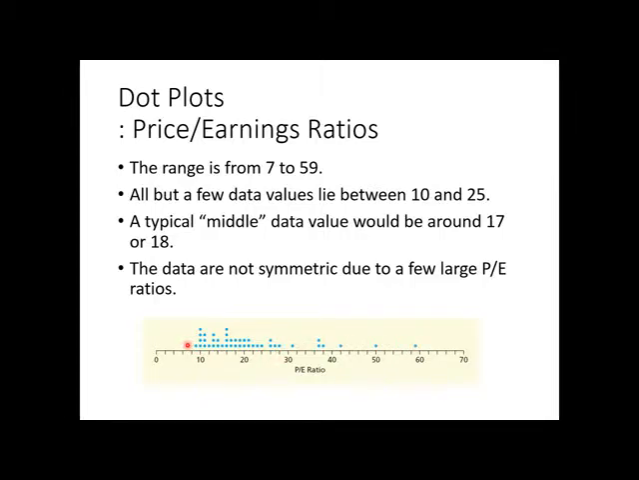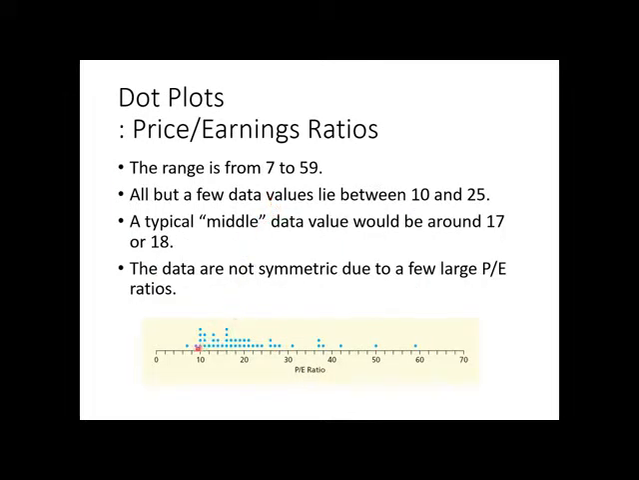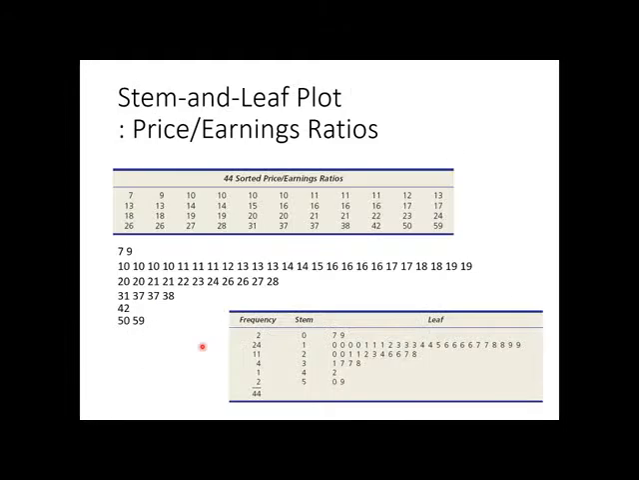And here is 7, and we don't have 8, so 8 has no data. And we have 9. Shall we see the data again? 7, 9, 10, 10, 10, 10. Let's go back to the plot again. Here is 7, here is 9, and here is 10. We have 4 tens, so 10, 10, 10, 10. The 4 tens are here.